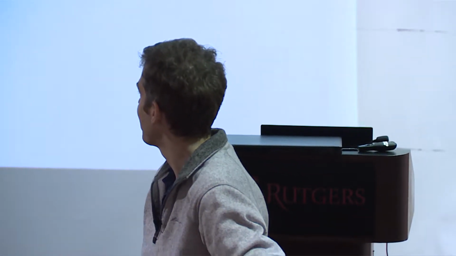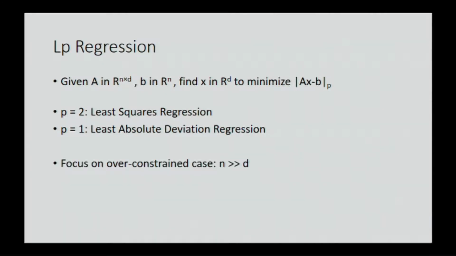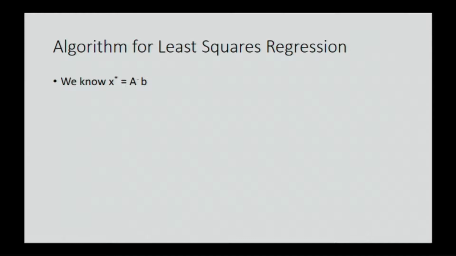Okay? So we've seen a lot of talks on p equals 2, which is least squares regression. Most of this talk is going to be about p equals 1, which is least absolute deviation regression. So we're summing up the absolute values of the residuals. As I said, overconstrained case, n is much larger than d.